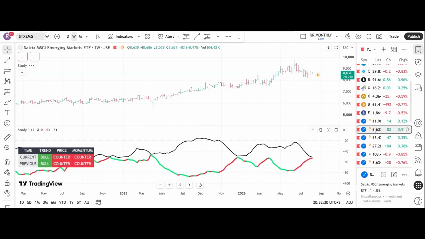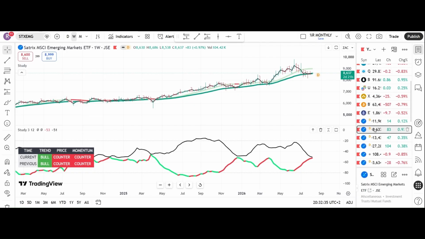The Satrix Emerging Funds is still in a bull trend, but we see the strong counter trend in price and momentum, and that happened since the 2nd of June, as it had this counter trend, and now it's pinching here together, and so we will have to see what its next move will be.